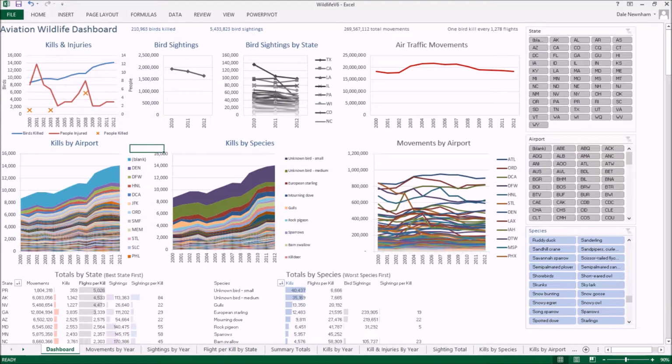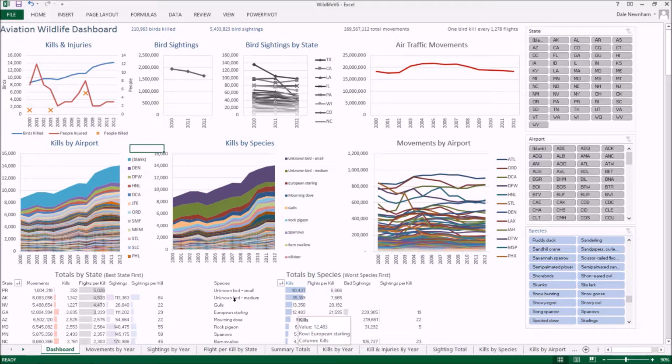We have critical metrics in this top row, you can see here, and 7 charts that visualize bird strike, bird population, and air traffic data. The slicers over here on the right allow users to drill into specific areas, and also the 2 tables on the bottom rank states and species and provide key performance indicators. So let's see if we can answer the questions we posed earlier.